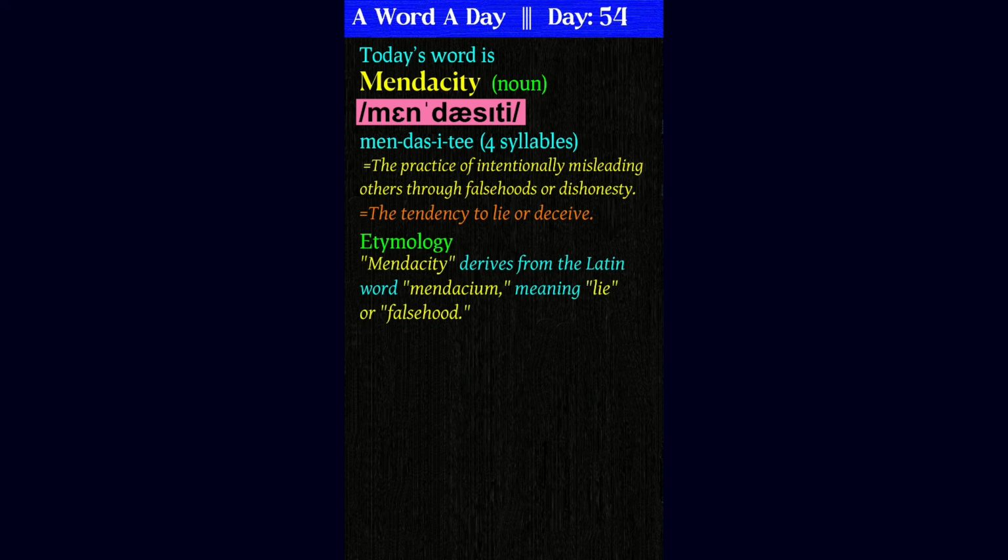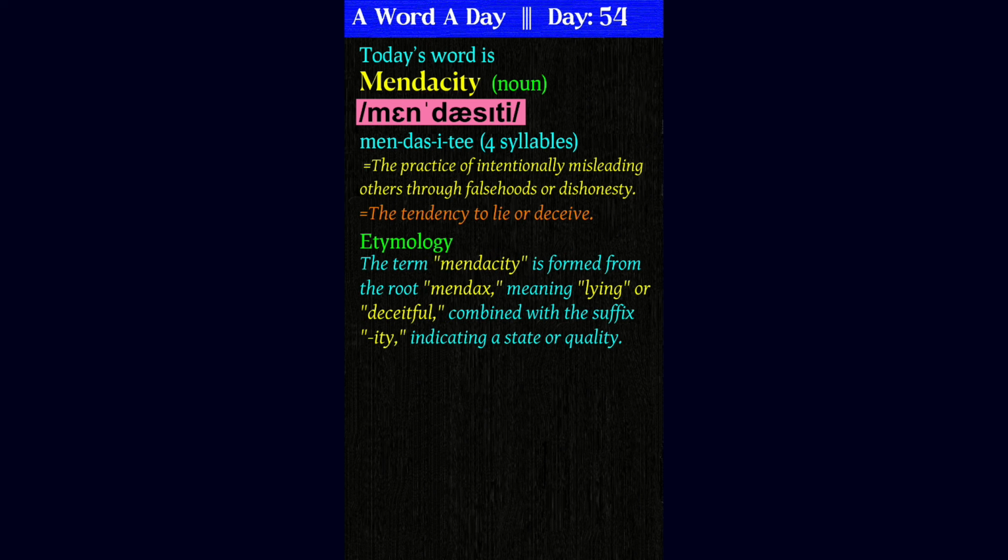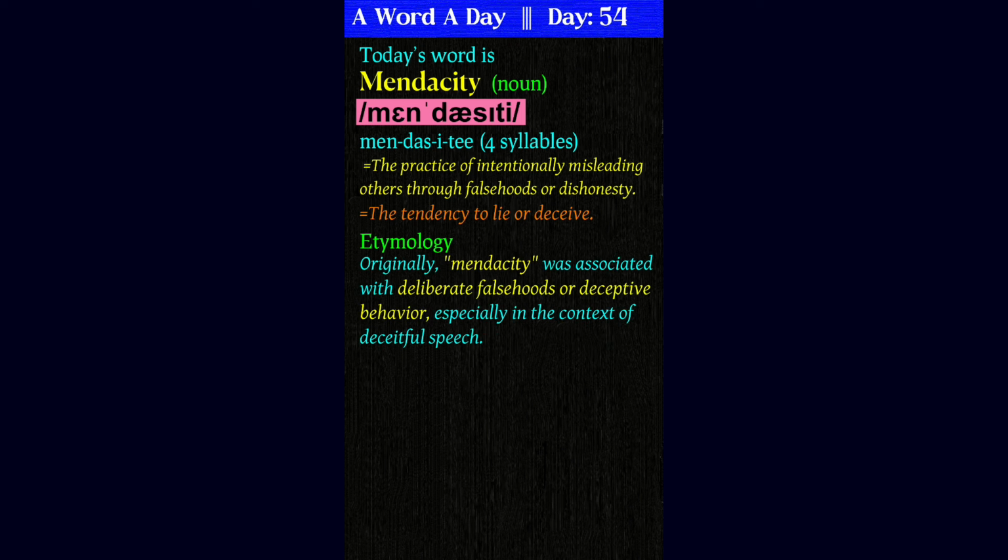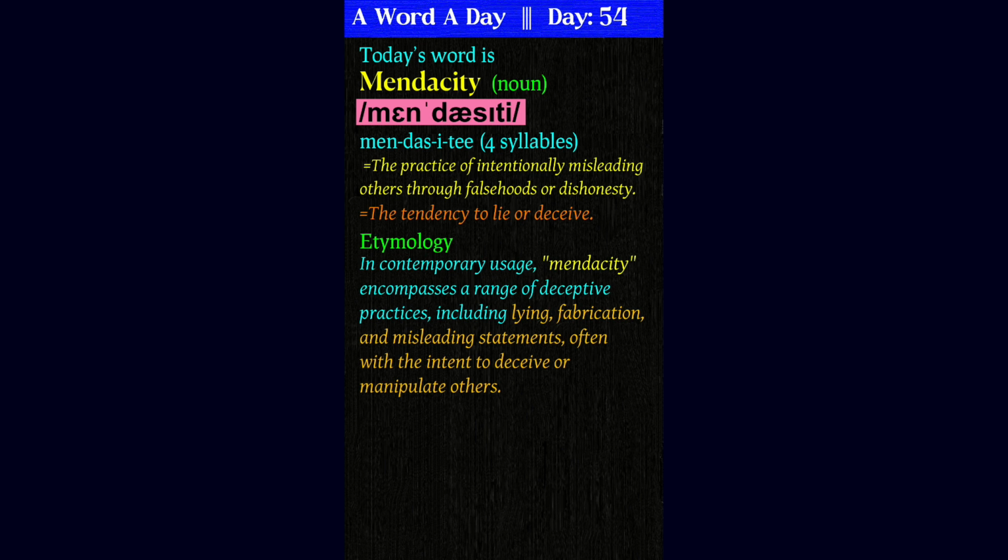Etymology: Mendacity derives from the Latin word mendacitium, meaning lie or falsehood. The term mendacity is formed from the root mendax, meaning lying or deceitful, combined with the suffix ity, indicating a state or quality. Originally, mendacity was associated with deliberate falsehood or deceptive behavior, especially in the context of deceitful speech. In contemporary usage, mendacity encompasses a range of deceptive practices, including lying, fabrication, and misleading statements, often with the intent to deceive or manipulate others.